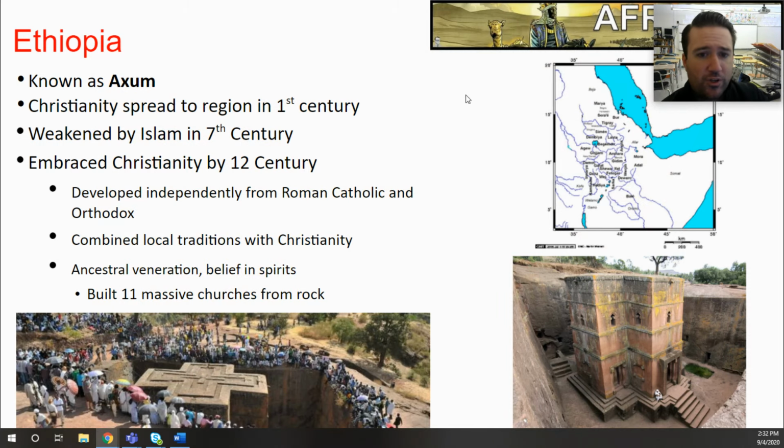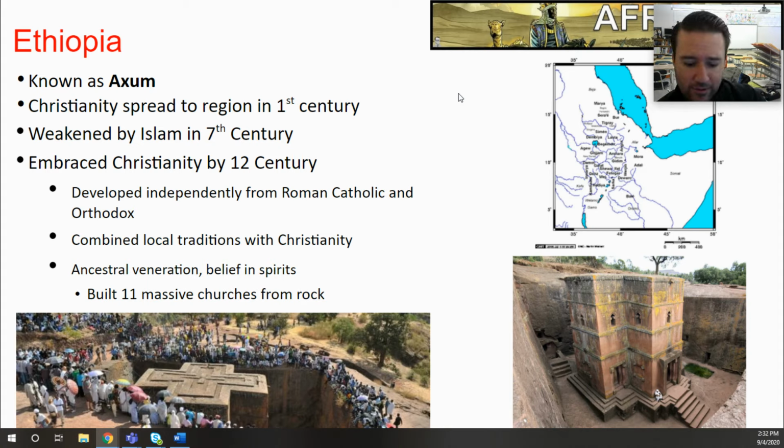All right, now we're going to switch over to Ethiopia, also known as Axum. And Ethiopia, Axum, they were unique compared to a lot of places in Africa. Because of their relative closeness to the Middle East and to Europe, Christianity and Christian missionaries spread Christianity down to Axum right around the 1st century.